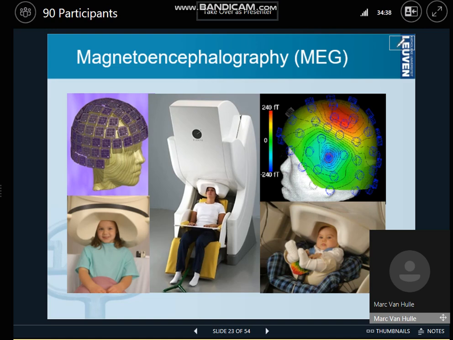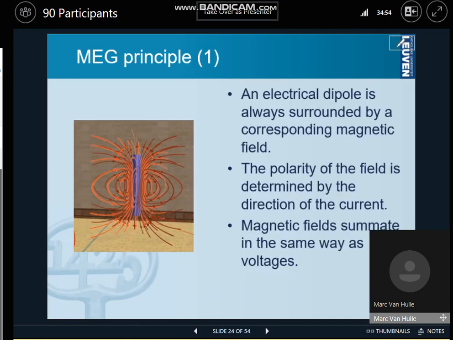It has, of course, some advantages. There is no gel to be applied. It is compatible with use by children and infants. So it has definitely something to it. And if I move to slide 24, it shows the principle. Indeed, if you have a magnet, it has two poles, and then you have magnetic field lines. These magnetic field lines go through the brain, through the tissue, through all the bone and fluids, and the skin, and can be picked up by these magnetic sensors.